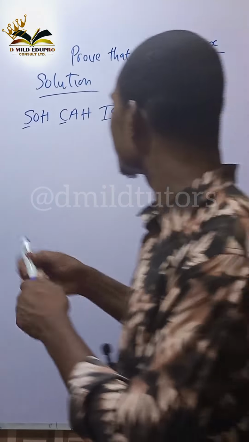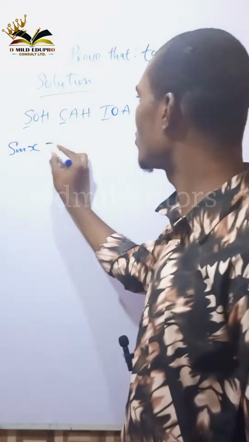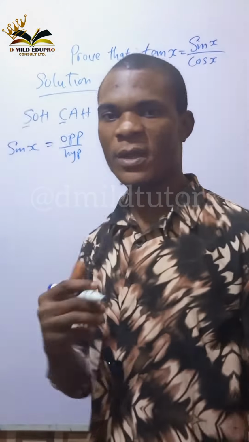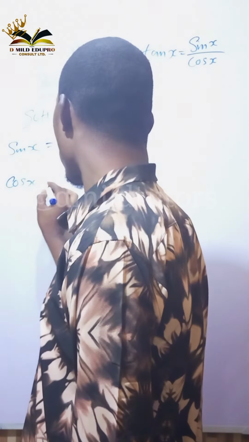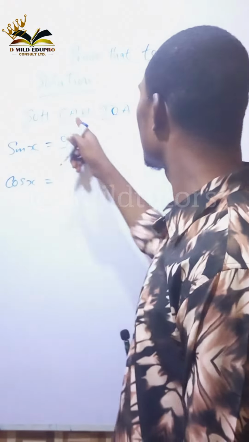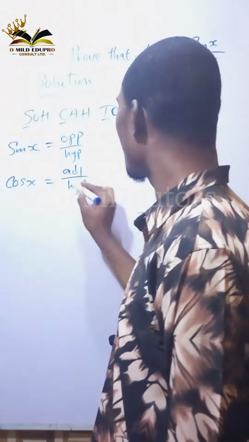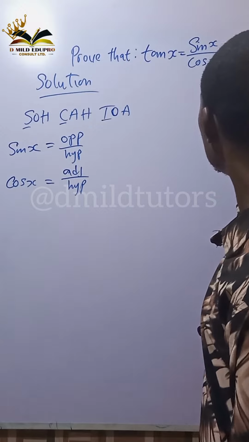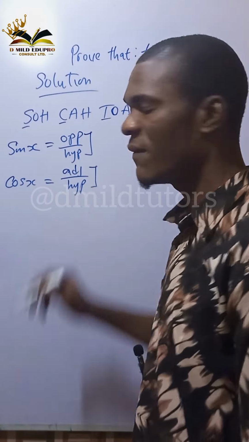Now, recall that sine, from what we have here, is equal to opposite over hypotenuse. Is that okay? Recall also that cos is equal to adjacent over hypotenuse. Then note that here we have sine over cos. That means everything you have here over everything you have here.